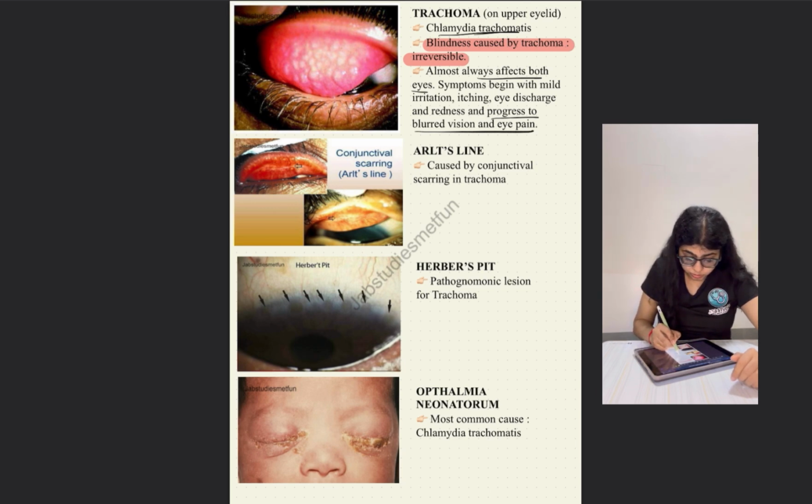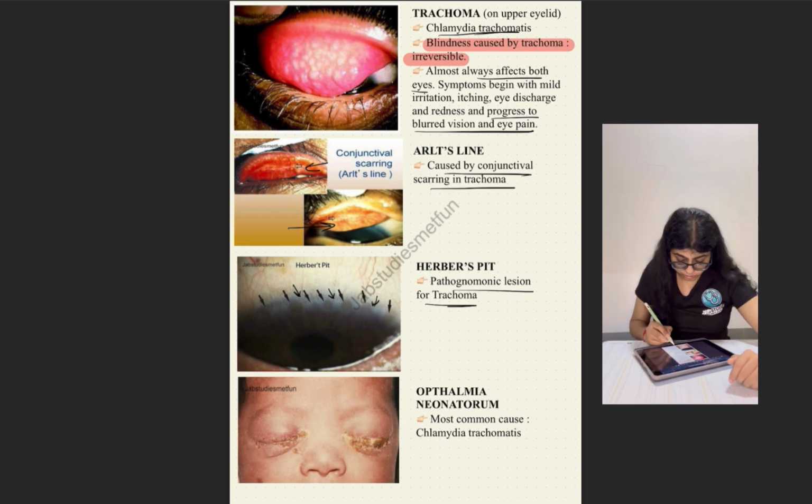So, what are Arlt's line? Arlt's line are caused by conjunctival scarring in trachoma. You can see that this is the Arlt's line. Herbert's pit is another pathognomonic lesion for trachoma. These are black dots over here. You can see these in the sclera. These are also pathognomonic for trachoma. Ophthalmia neonatorum. The most common cause is Chlamydia trachomatis.